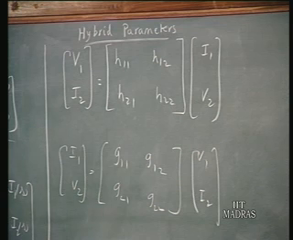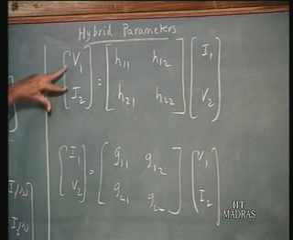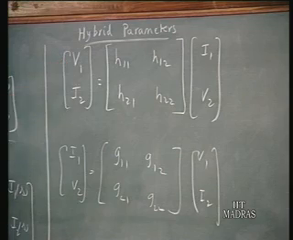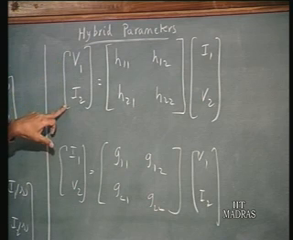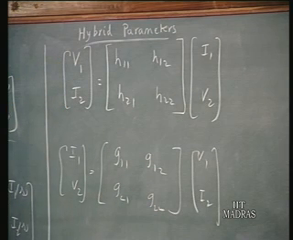Commonly used in transistor work. The reason why they are called hybrid is that they are mixed variables, because you are not talking about both the input quantities as voltages or currents. One is a current, the other is a voltage. The response also, one is a voltage, the other is a current. Therefore, they are mixed variables. They are called hybrid parameters.